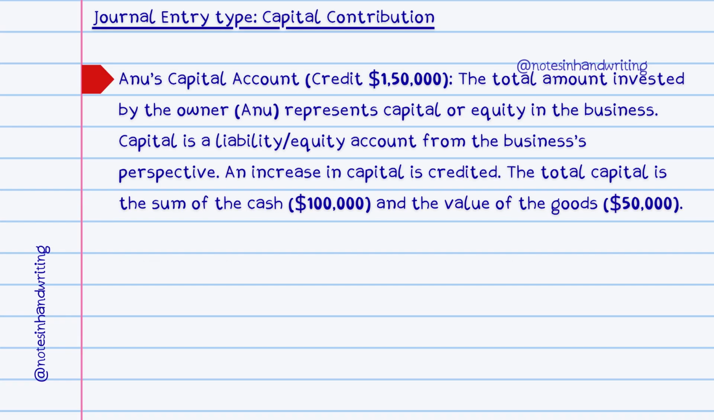The total amount invested by the owner represents capital or equity in the business. Capital is a liability or equity account from the business's perspective. An increase in capital is credited. The total capital is the sum of the cash and the value of the goods.